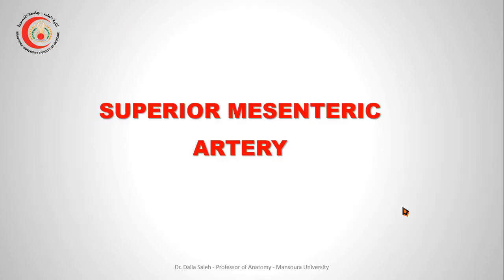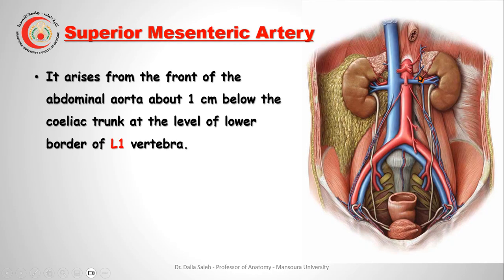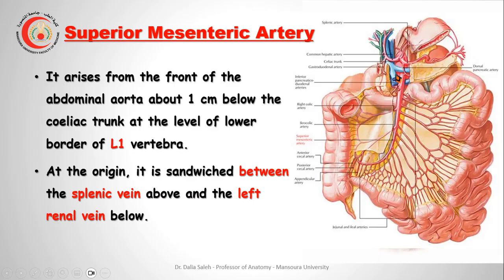The second artery that supplies the GIT is the superior mesenteric artery. The superior mesenteric artery, as we can see here in this diagram, arises from the front of the abdominal aorta, just 1 centimeter below the origin of the celiac trunk at the level of the first lumbar vertebra. At its origin, it is sandwiched or lies between two veins, the splenic vein above it and the left renal vein below it.